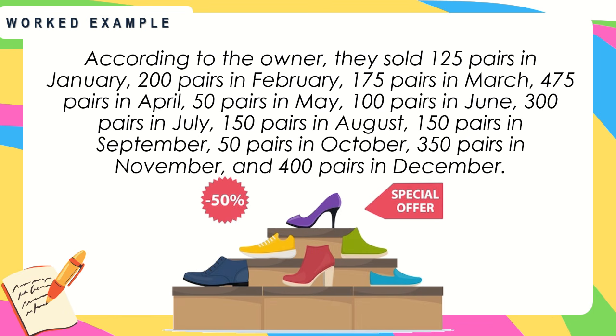175 pairs in March, 475 pairs in April, 50 pairs in May, 100 pairs in June, 300 pairs in July, 150 pairs in August, 150 pairs in September, 50 pairs in October, 350 pairs in November, and 400 pairs in December.